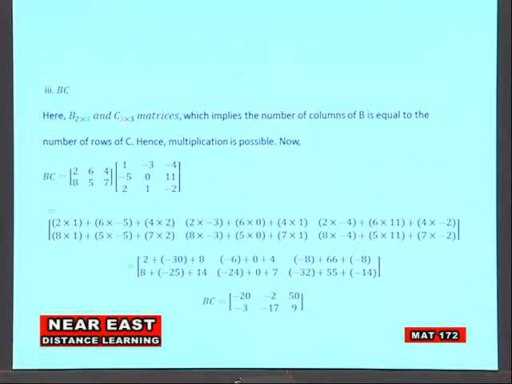Can we multiply B times C? Let's see. The order of B is 2 by 3, and the order of C is 3 by 3. So B has 3 columns, and C has 3 rows. So 3 equals 3. So the number of columns of B is equal to the number of rows of C. So multiplication is possible. How do you multiply? Each row of B must multiply each and every column of C.